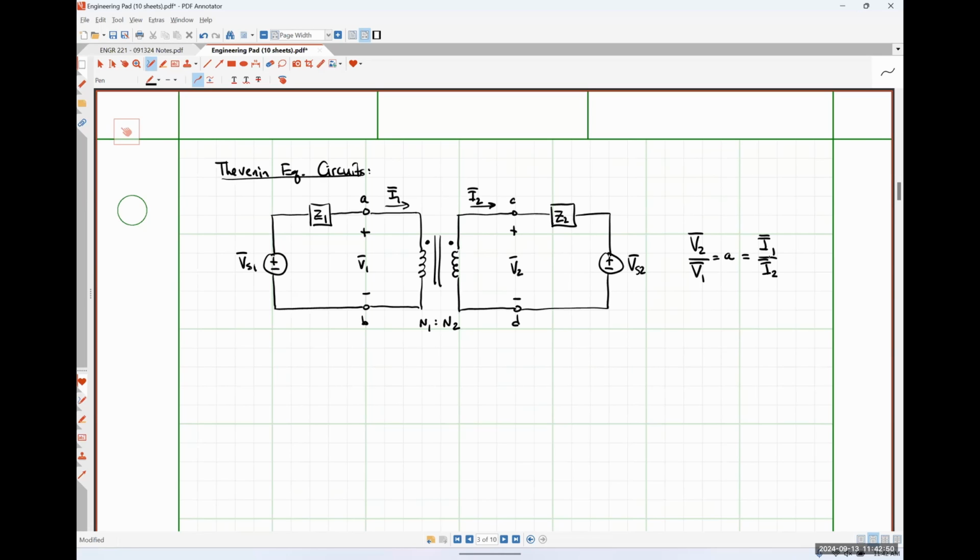Okay. So what I want us to do is to find the equivalent circuit seen by this practical source on the left-hand side first. So we're going to disconnect that practical source on the left-hand side and find the Thevenin equivalent of this network. So everything to the right of terminals A and B.